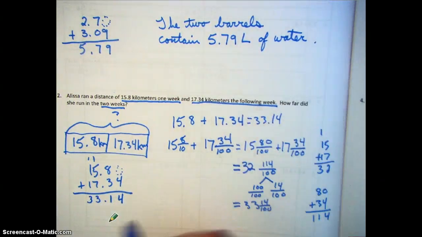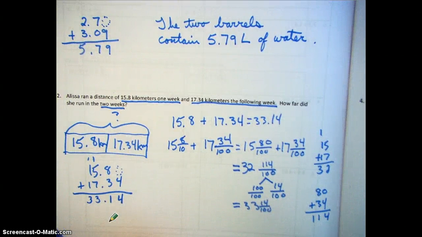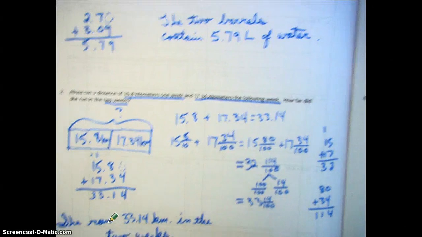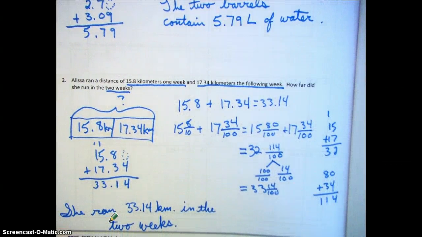And then we can write our answer statement. Okay. So she ran 33 and 14 hundredths kilometers in the 2 weeks. Okay. And that's how we would solve that.